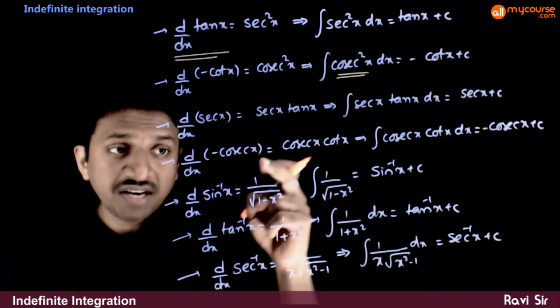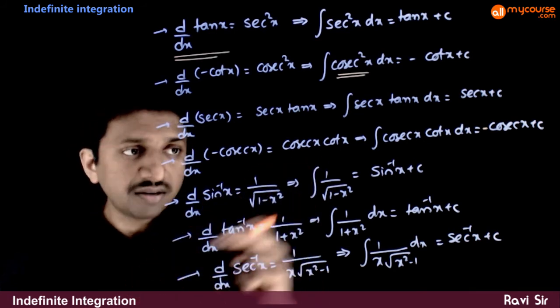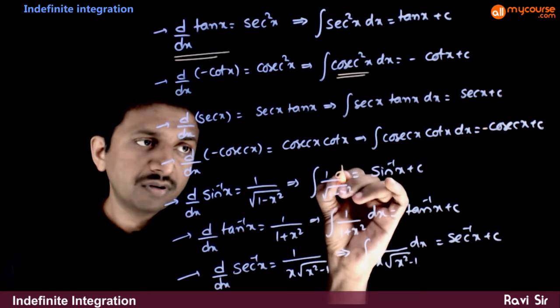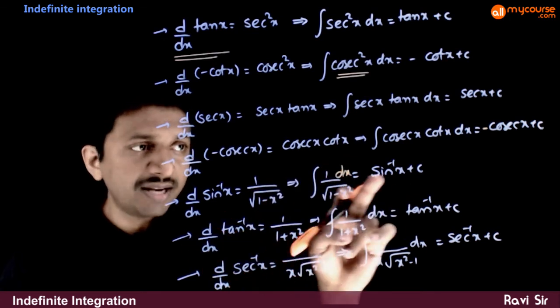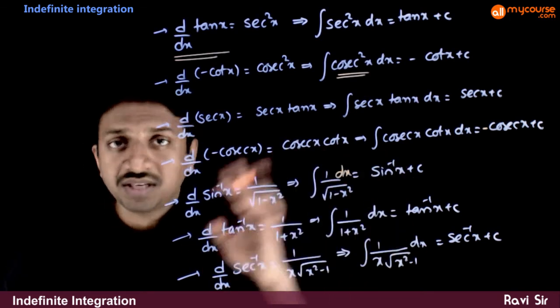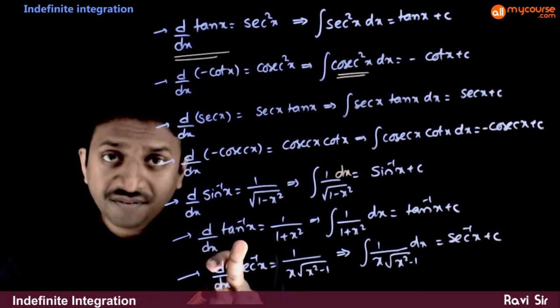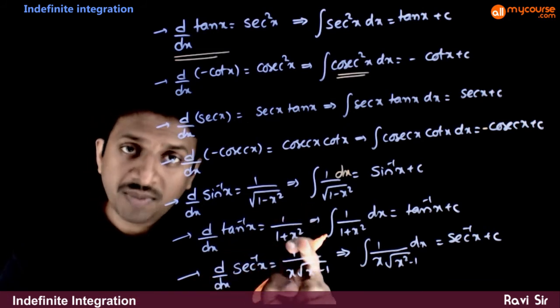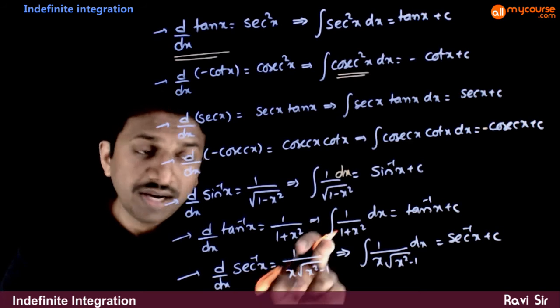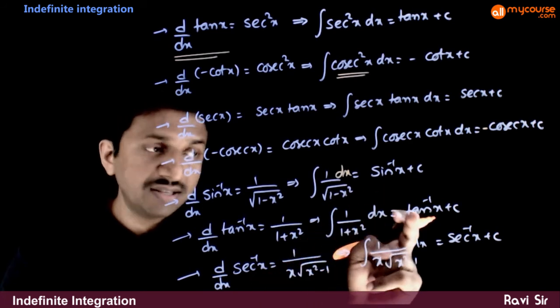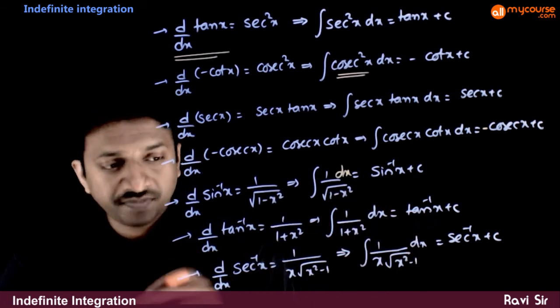And differentiation of sin inverse x is 1 by root 1 minus x square. So integration of 1 by root 1 minus x square dx is sin inverse x plus c. Differentiation of tan inverse x is 1 by 1 plus x square. So integration of 1 by 1 plus x square dx is tan inverse x plus c.